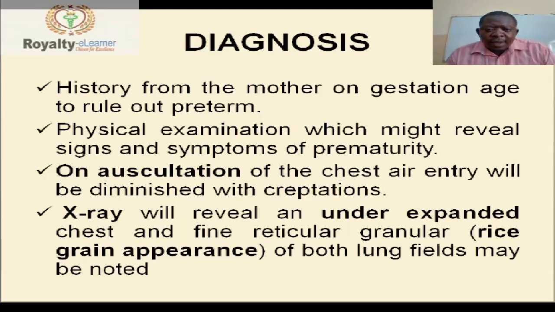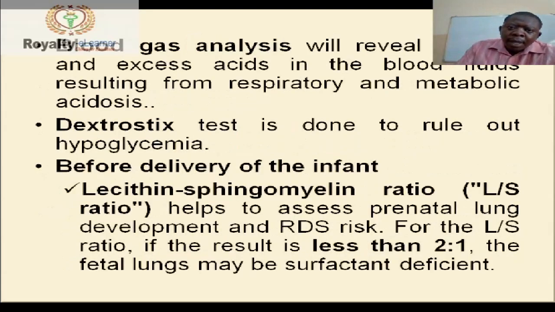Okay, so on auscultation of the chest, air entry will be diminished with crepitations. The chest X-ray will reveal an under-expanded chest, and a reticulogranular, that is ground glass or rice grain, appearance of both lung fields may be noted. Blood gas analysis reveals hypoxia and excess acids in the blood, which results in respiratory or metabolic acidosis. You can also do a dextrostix test, and it is done to rule out hypoglycemia.